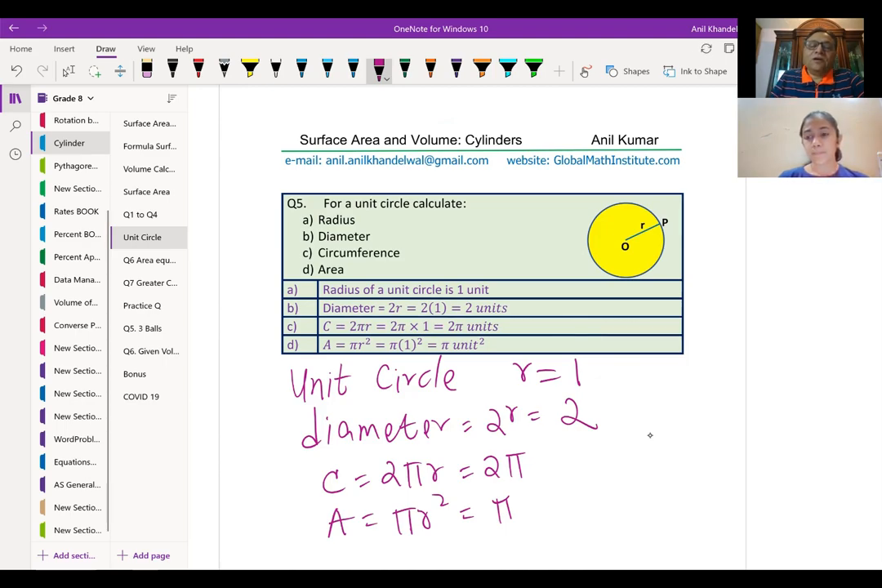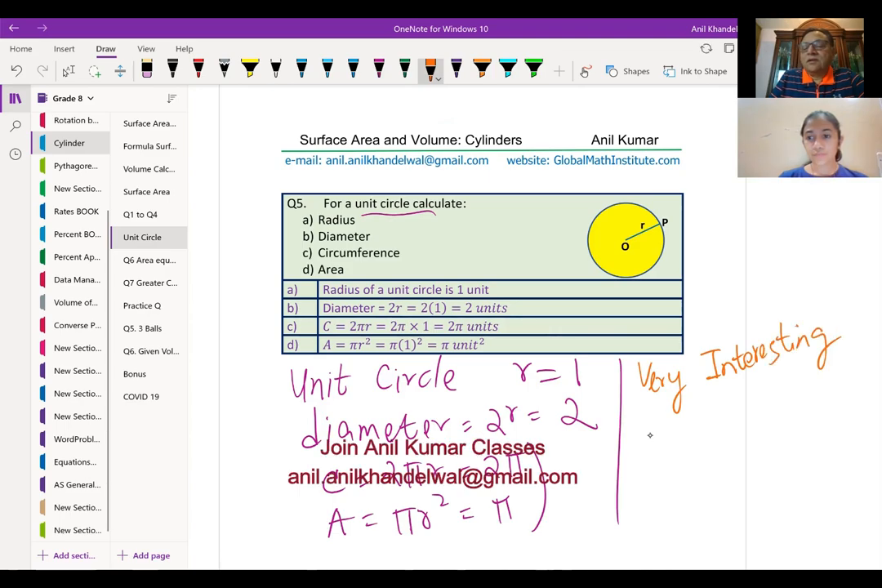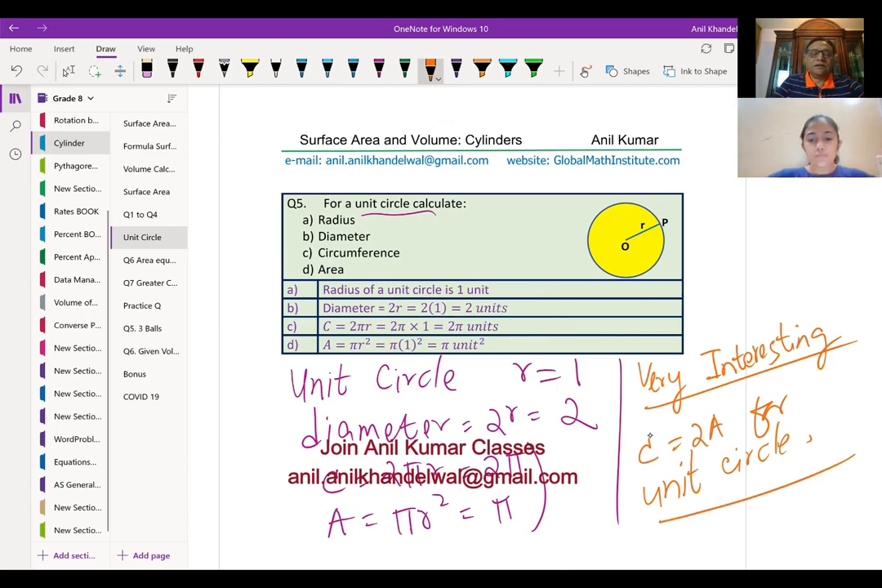And notice, for a unit circle, which is greater? Circumference is 2 times the area, right? So very interesting. For a unit circle, we see that circumference is 2 times the area. You get the idea?